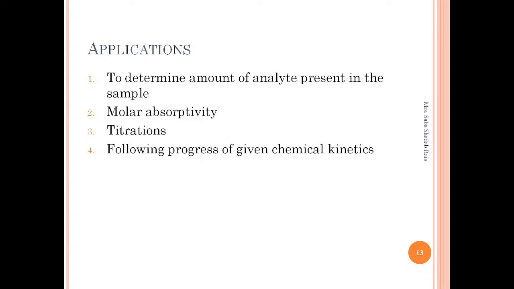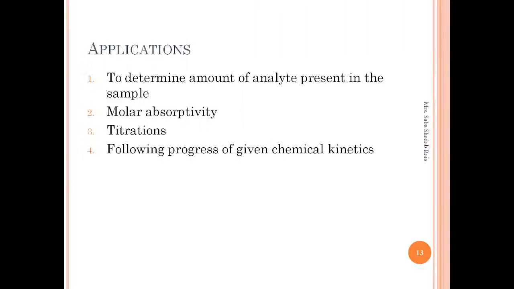We make the substance react, we do the chemical reaction, and after that whatever color we develop, on the basis of that we determine the amount. It is also used to know the molar absorptivity. If you know the molecular weight of any analyte, you can find how much molar absorptivity that sample has. Then the colorimeter can also be used for performing titration to determine the strength of a given solution in terms of gram per liter.